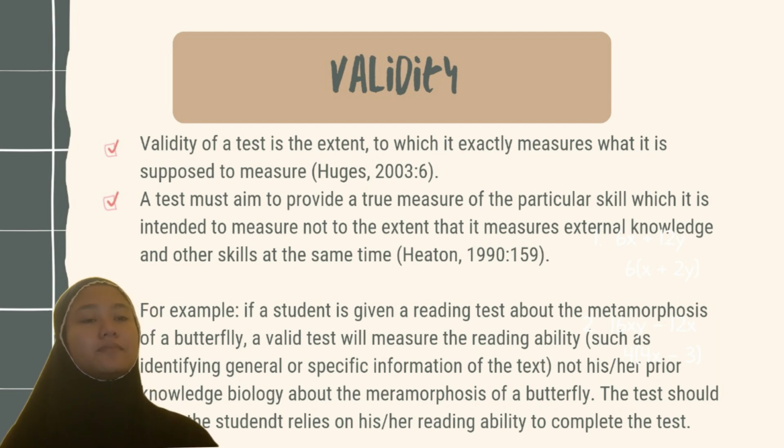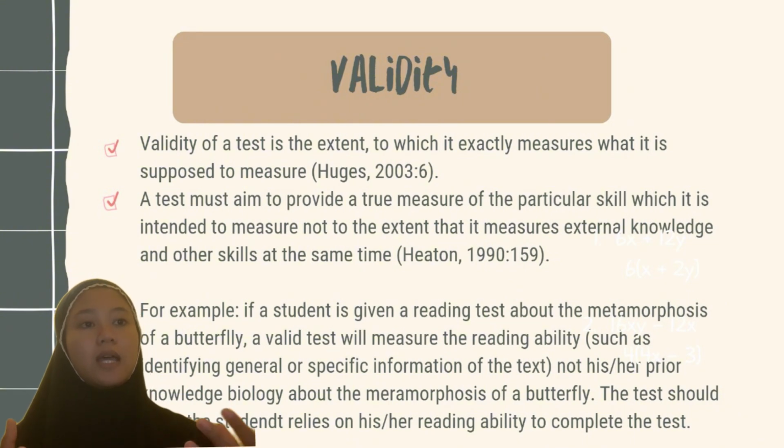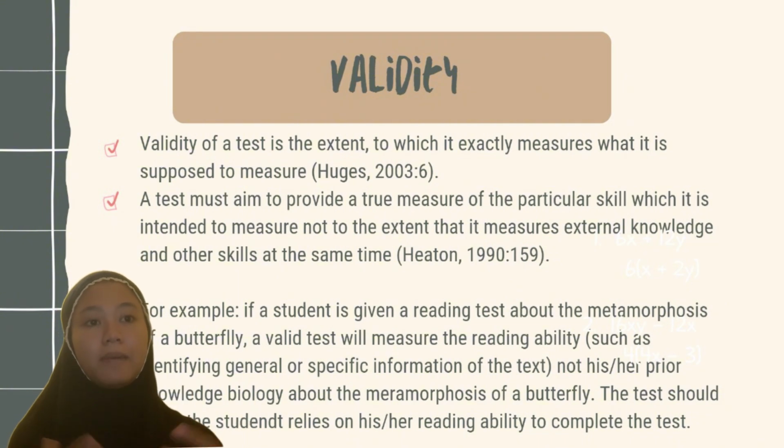For example, if a student is given a reading test about the metamorphosis of a butterfly, a valid test will measure the reading ability, such as identifying general or specific information of the text, not his or her prior knowledge of biology about the metamorphosis of a butterfly. The test should make the student rely on his or her reading ability to complete the test.